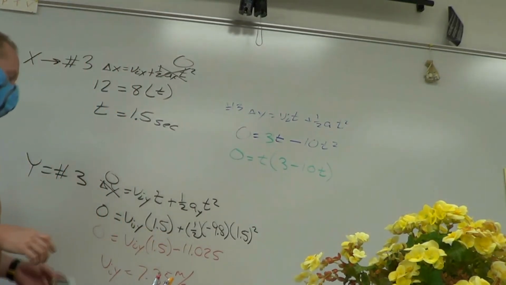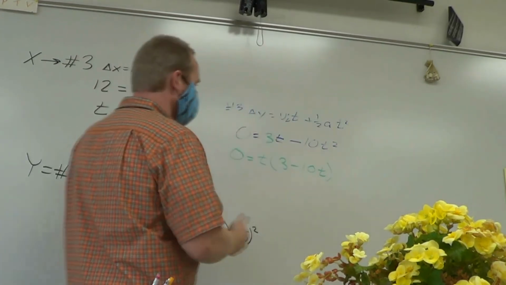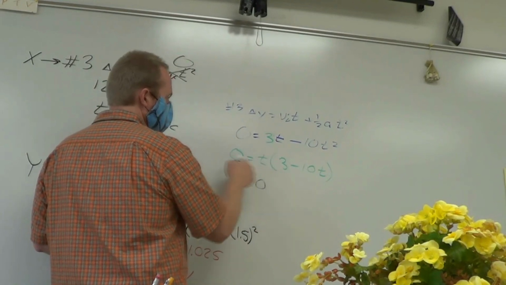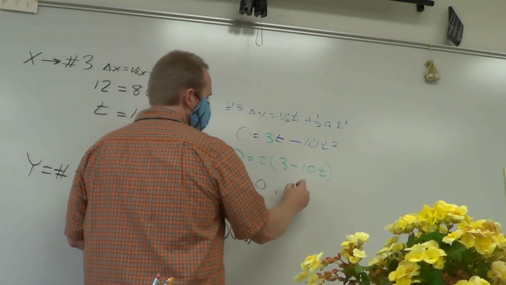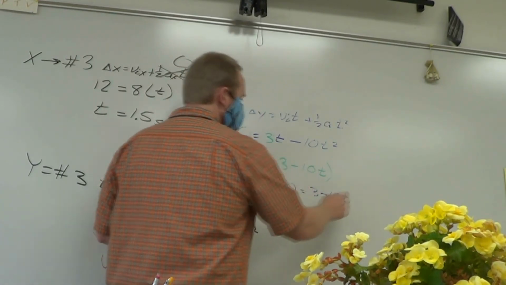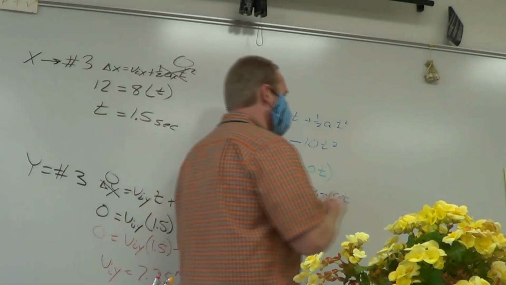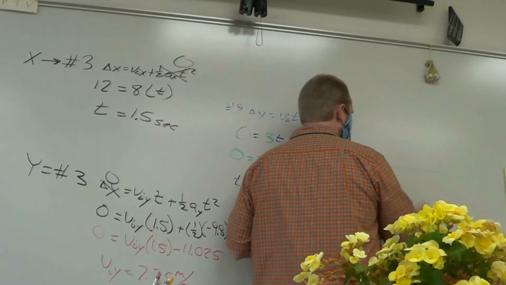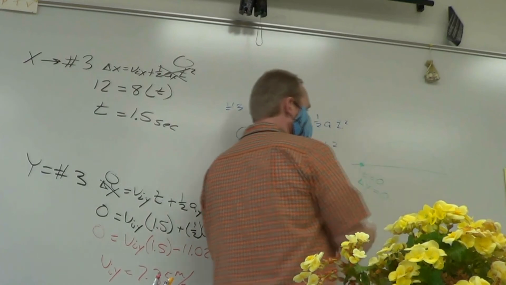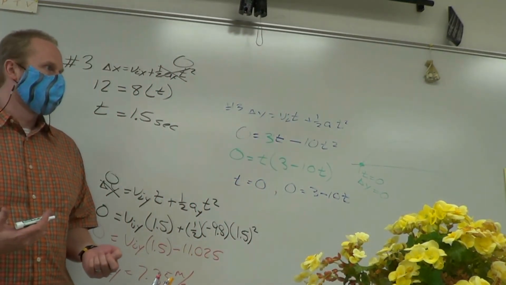If we factor out a t in the zero product property, we have two solutions, where t is equal to 0 and 0 is equal to 3 minus 10t. So we actually have two solutions. And you can say, well, how in the world can you have two solutions for time? This is a delta y is equal to 0 problem. At t equals 0, delta y equals 0.